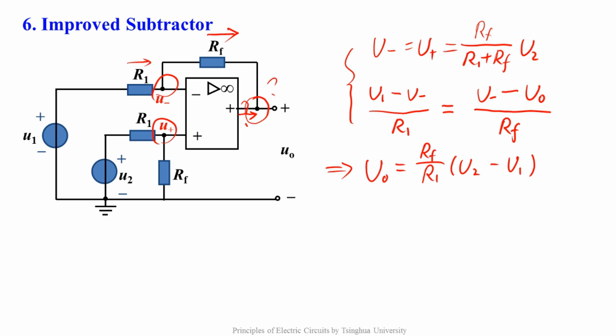Another note, in fact, has been mentioned above. The ideal op-amp's inverting input terminal, non-inverting input terminal, and output terminal cannot be considered as a generalized node to apply KCL. Since its ground and power source terminals are omitted, we cannot apply KCL to the generalized node.